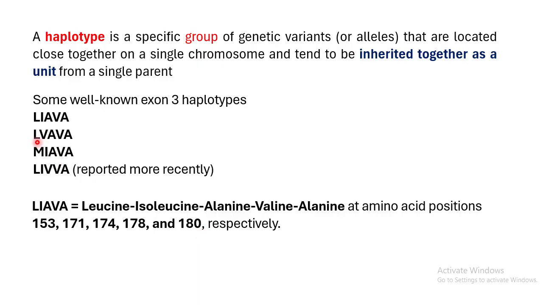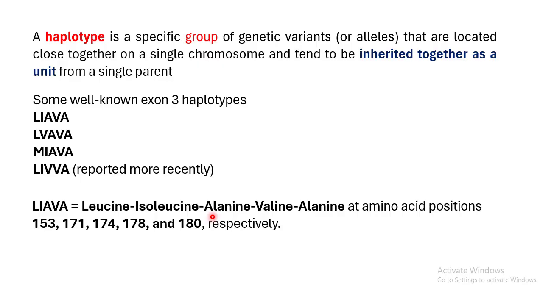If you look at the second one, this is going to be the leucine, the valine, the alanine, the valine, and the alanine. Similarly, this one would be the methionine, the isoleucine, the alanine, the valine, and the alanine again. And the most recently reported one would be the leucine, the isoleucine, the valine, and the alanine. So the most commonly repeated amino acids are the leucine, the isoleucine, and the alanine. Of course, their positions are different in the different haplotypes. So this haplotype is responsible for causing color blindness.